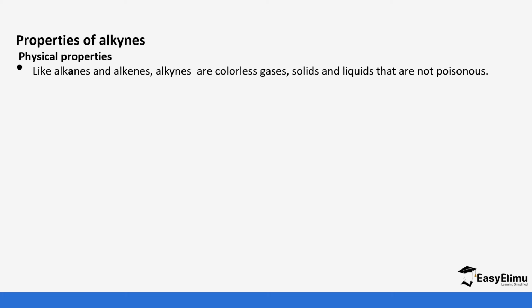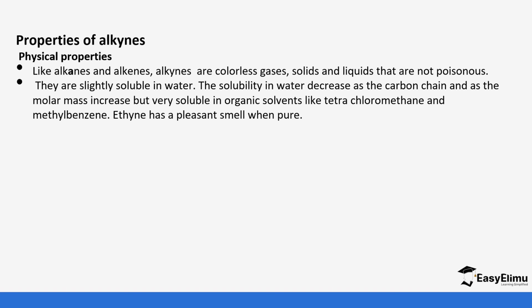Some of the physical properties of alkynes are that they are usually colorless gases. We have solids and also liquids that are not poisonous. They're usually slightly soluble in water, and their solubility decreases as the carbon chain and the molecular mass increase, but they're usually very soluble in organic solvents like tetrachloromethane and methylbenzene.